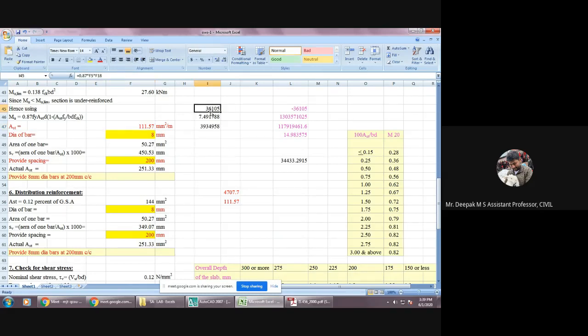Listen very carefully. I have implemented this formula, 0.87 fy into Ast, first. So how am I getting my Ast? It is here. And how do I get this? From here, right? That is square root of b square minus 4ac by 2a, right?